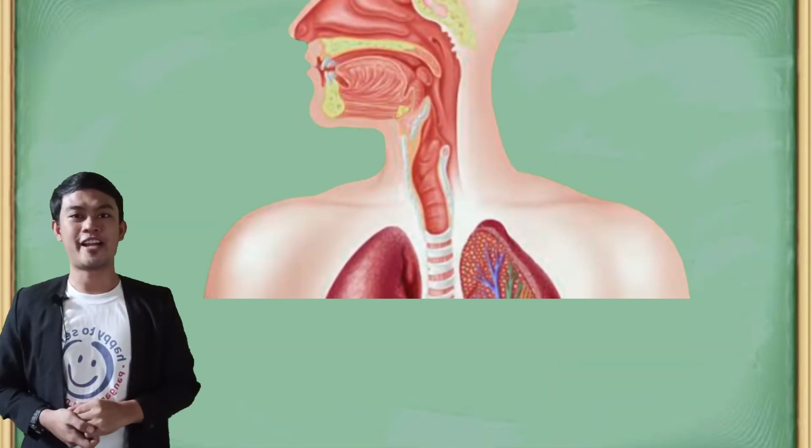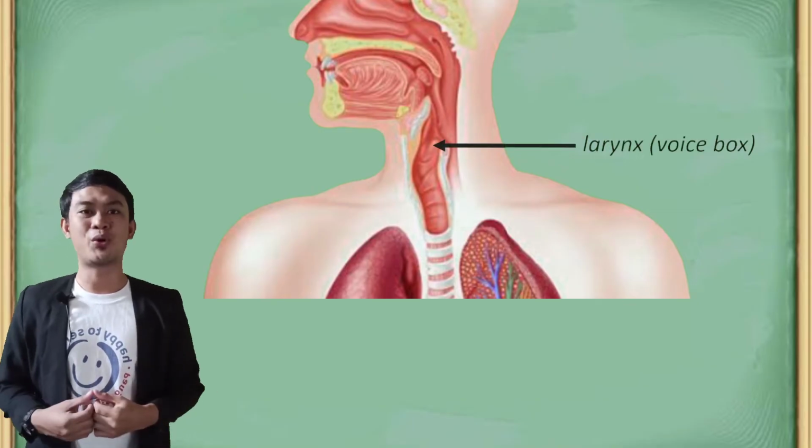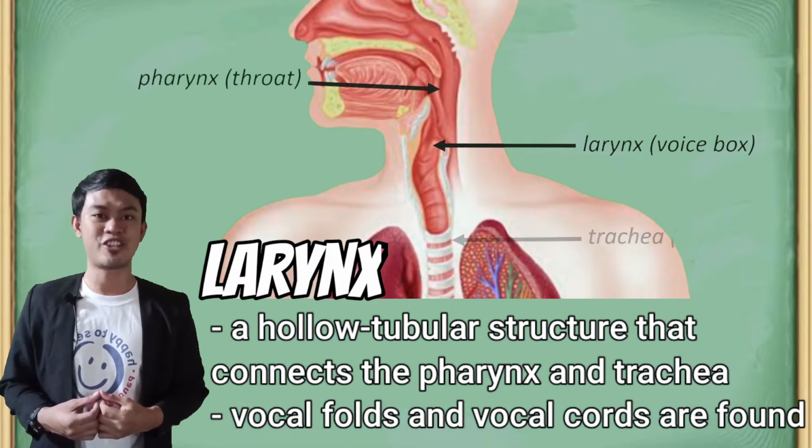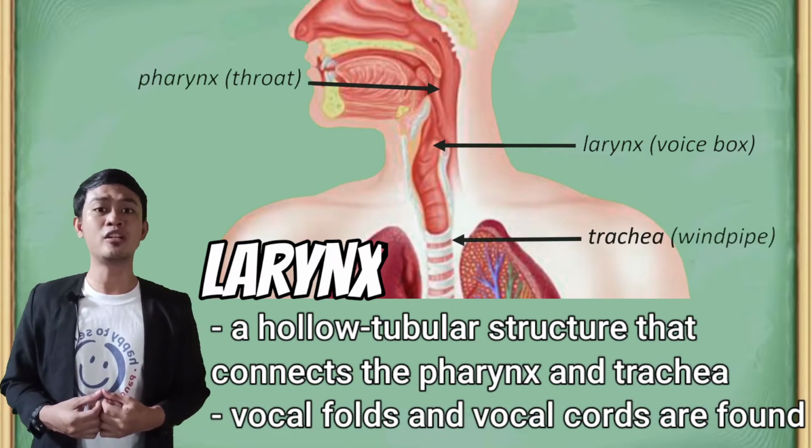After the pharynx is the larynx, also called voice box. It is a hollow tubular structure that connects the pharynx and the trachea. It is where vocal folds and vocal cords are found.